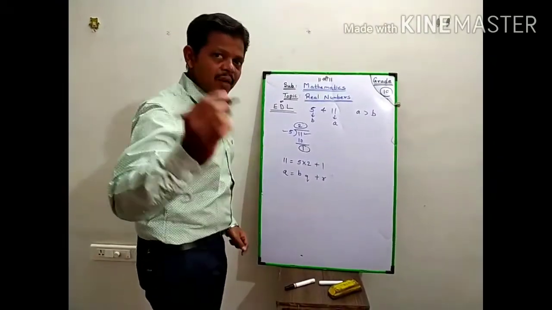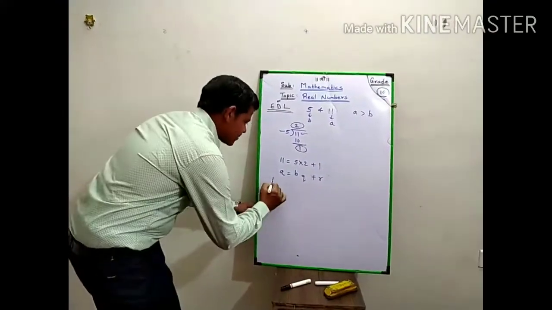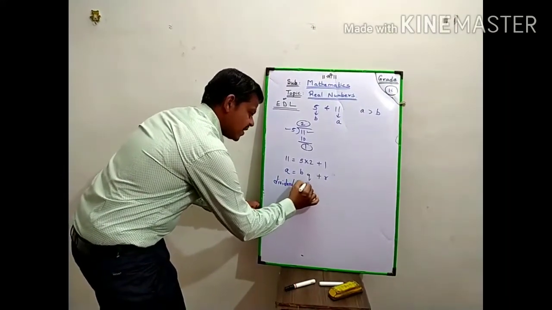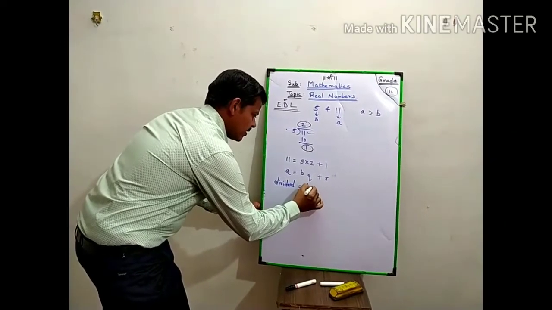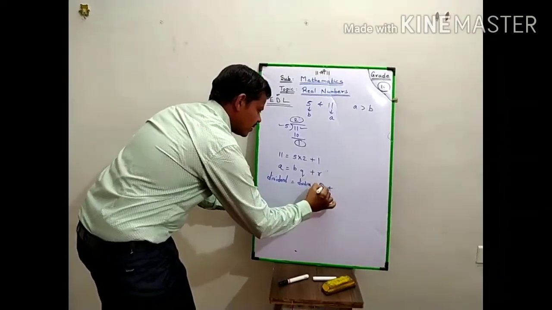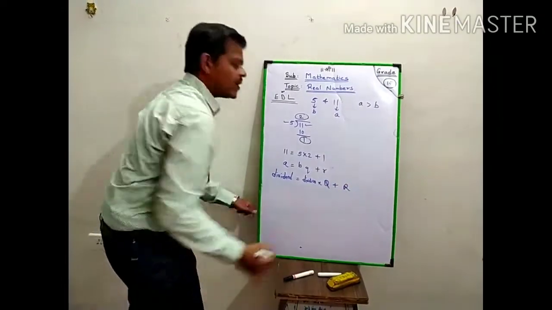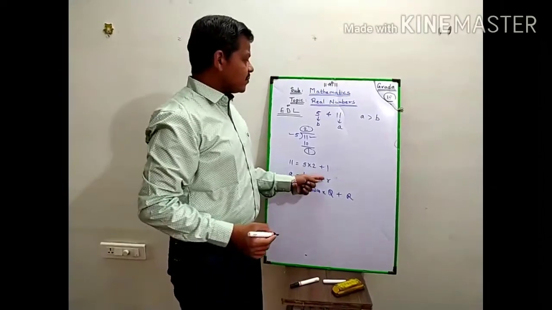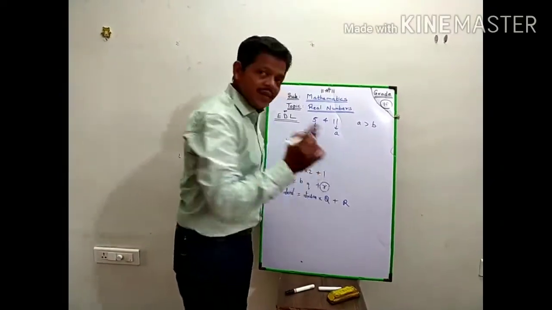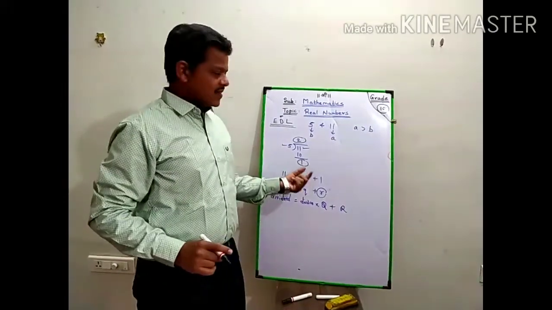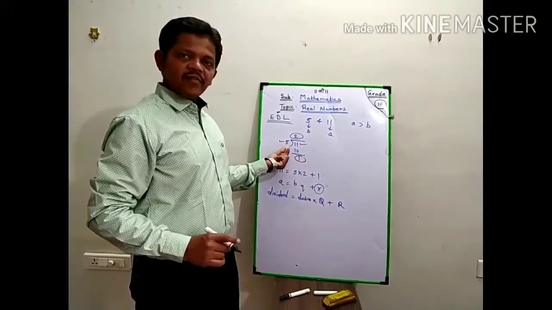What do we know? You tell me now. You know it like this: dividend is equal to divisor into quotient plus the remainder. You know already all these things. Now see, there is something unique about this. You remember in the introduction I had told you something about r. See what it is. See, we are dividing by 5.